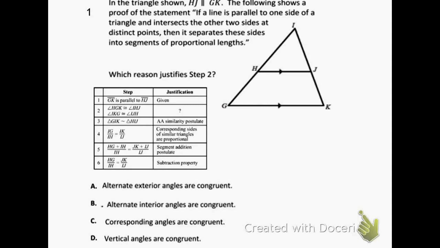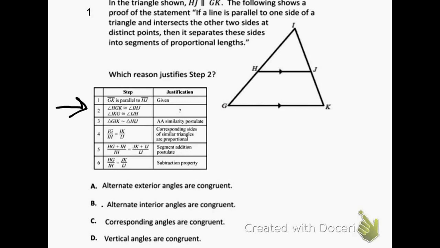Question 1 says, in the triangle shown, segment HJ is parallel to segment GK. The following shows a proof of the statement: if a line is parallel to one side of a triangle and intersects the other two sides at distinct points, then it separates these sides into segments of proportional length. The question says, which reason justifies step 2? So you want to look at step 2.